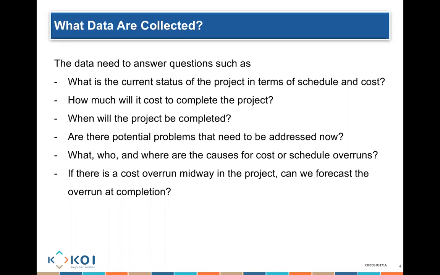If there's a cost overrun midway throughout my project, can we forecast the overrun at completion? In other words, I planned my project to cost me $1 million, but I know I am behind schedule and behind cost. Can I forecast how much it is going to cost me as an overrun after completion? Can I say now it's going to cost me, for example, $200,000 more than what I planned? So this is really about what data I need to be collecting.